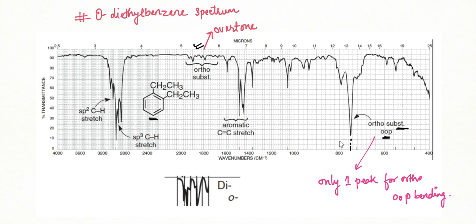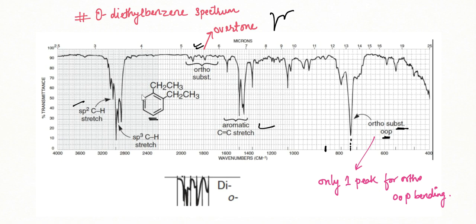Guys, in the para also we had one only, but it was greater than 800. In the para substitution, it would be greater than 800, around 850. Also in the overtone region, the para is having only two peaks with 1:2 intensity like this. Okay, so definitely we can identify between ortho and para, and the rest of the molecule is going to be the same. The sp2 carbon hydrogen stretch, the carbon-carbon bending vibration, also the aromatic carbon-carbon stretching, and so on.